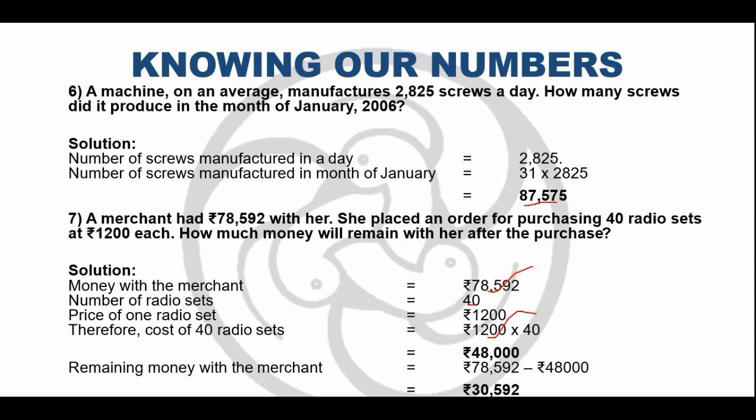So next, what is the next question? How much money will remain with her after the purchase? That means after purchasing the radio sets, how much money is left with the merchant? So we have to subtract the radio purchase cost from the total money the merchant had. So 78,592 minus 48,000. So we get 30,592. Therefore the amount left with the merchant is 30,592.